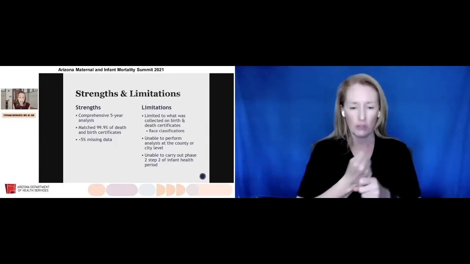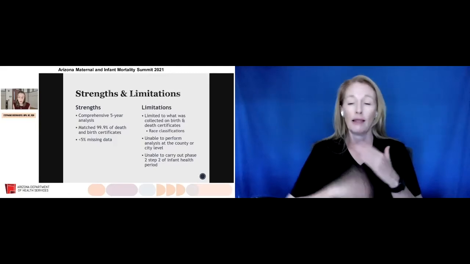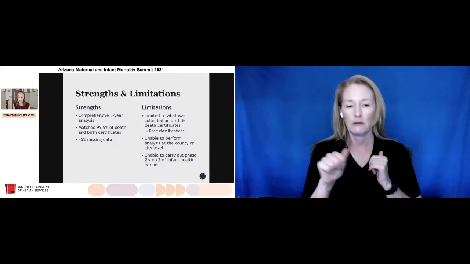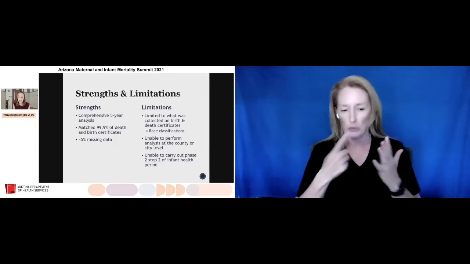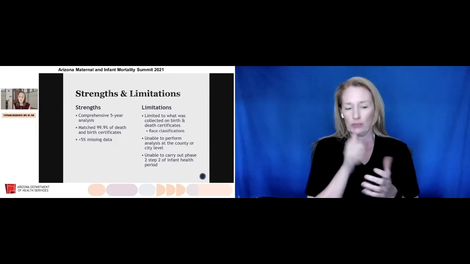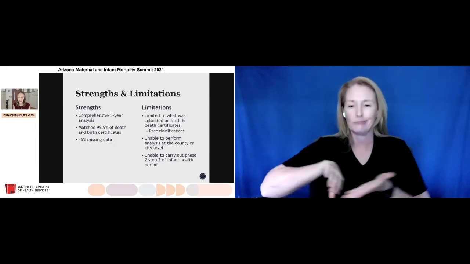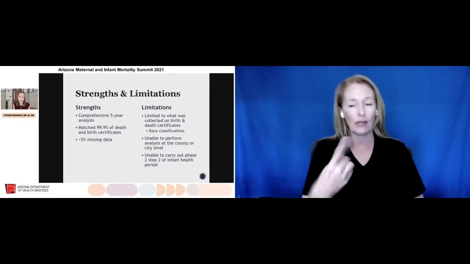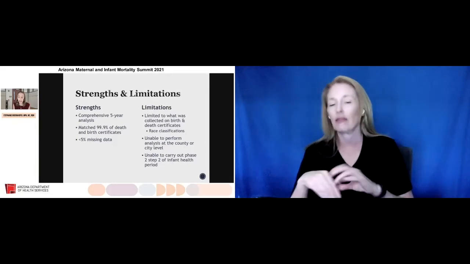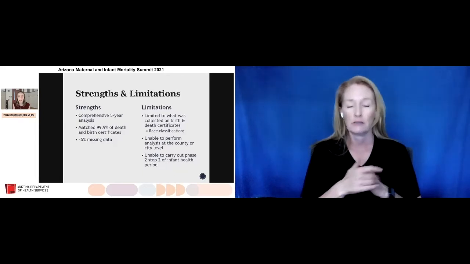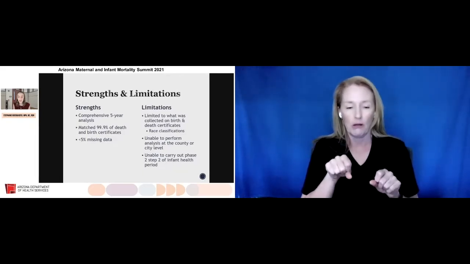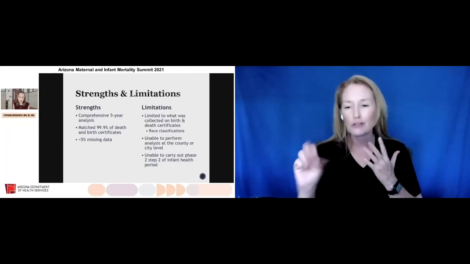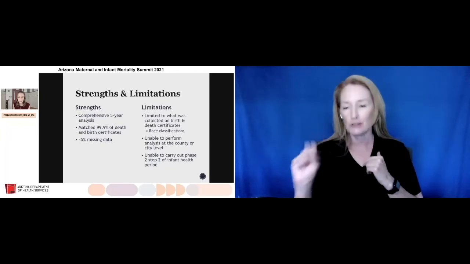And less than 5% of our data for any of the factors we looked at was missing, so we didn't need to impute any of the data. As for the limitations, we relied solely on birth and death certificates. So we're limited to the information that's available there. And it's just not possible to capture every single risk factor or preventive factor that would be necessary on these types of documents.